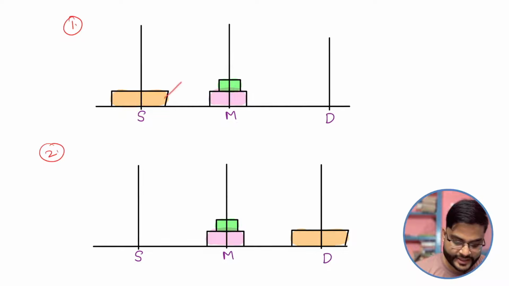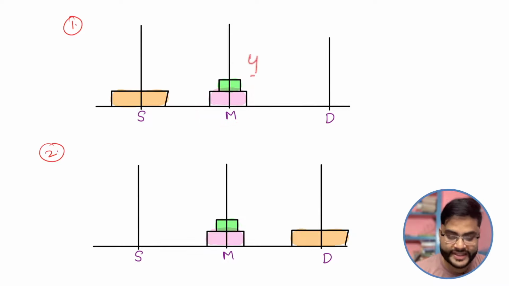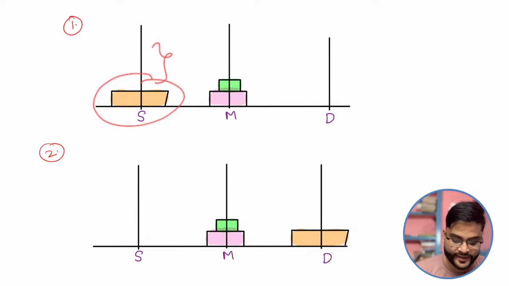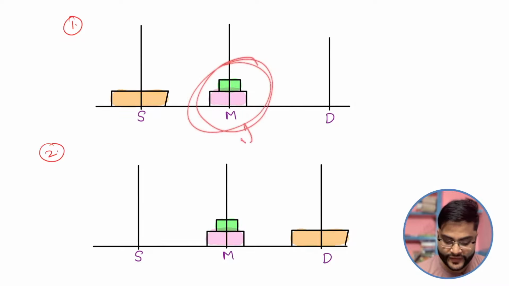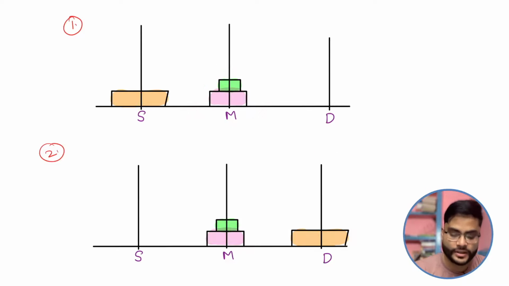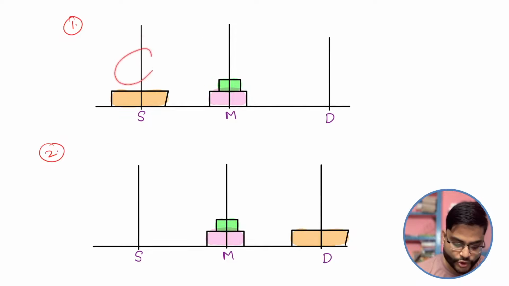If there are 3 disks in the source, I will move 2 disks to the middle. If there are 5 disks in the source, I will move 4 disks to the middle. So I will keep only 1 disk in the source and the rest I will move to the middle. That is my first step. How can I move these 2 disks here? We will do that using our recursive function. We will write a recursive function to move these 2 disks from source to middle. This is my first step.